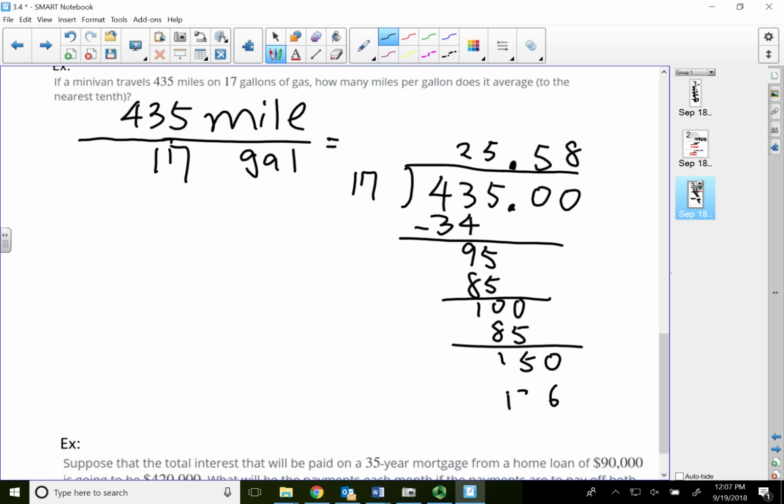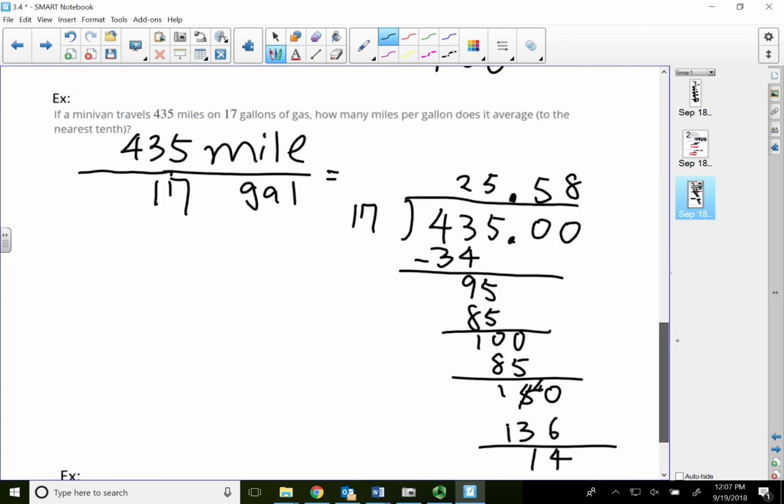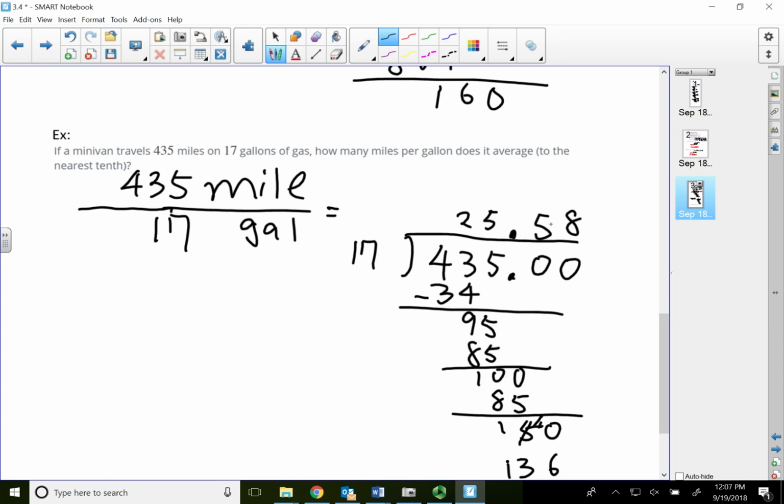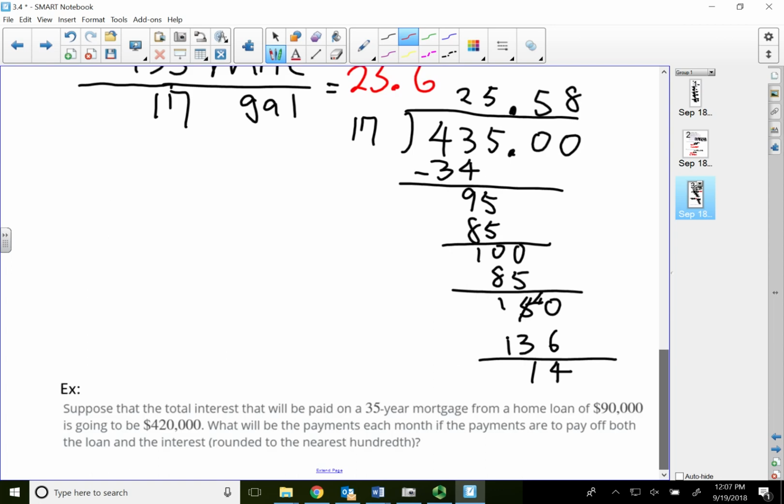8 plus 5 is 13. So when I subtract, that's a 4. All right, that's 4 minus 3 is 1. Okay, so 14 is smaller than 17, so 8 is actually correct to use. So my 8 in the hundredths place will make my tenths place go up. So my answer is actually about 25.6 miles per gallon.